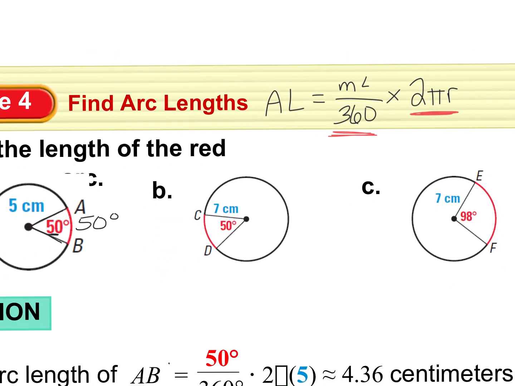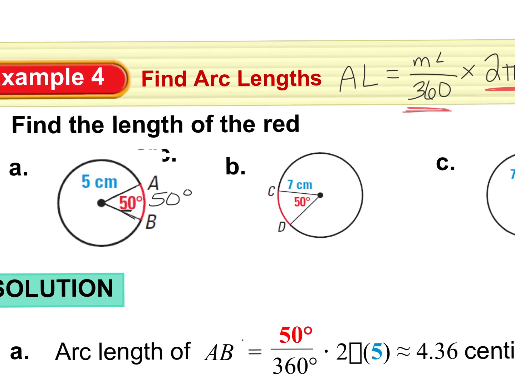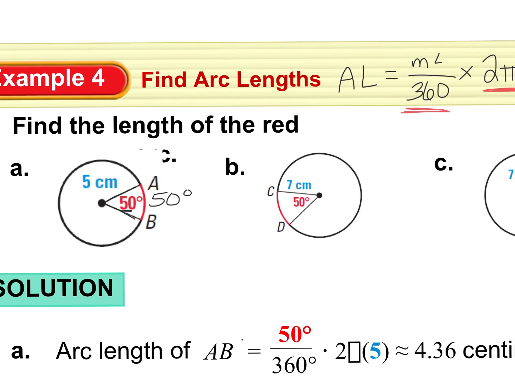Let's just do A on this one. So let's fill it in. What is the measure of the angle on A? What's the angle measure? 50. What is it out of? 360 times 2 pi. What else do we need? The radius. What's the radius? 5.